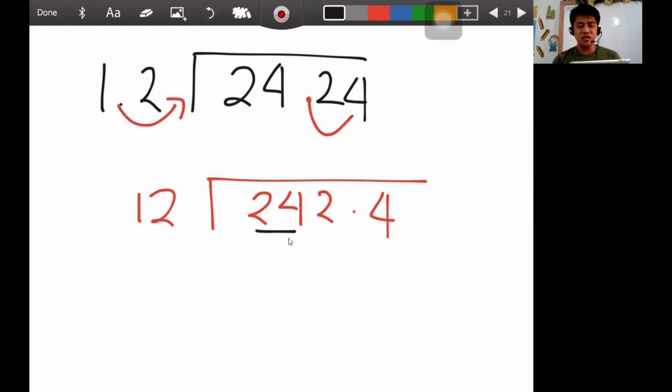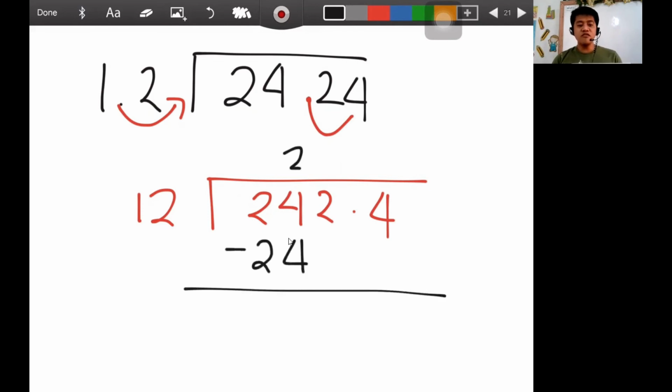Kukunin natin ang katabi na number. Madali lang ba? Anong number na siya? Very good, it is 24. 24 divided by 12 is equal to 2. 2 times 12 is equal to 24. 24 minus 24 is equal to 0, bring down 2.